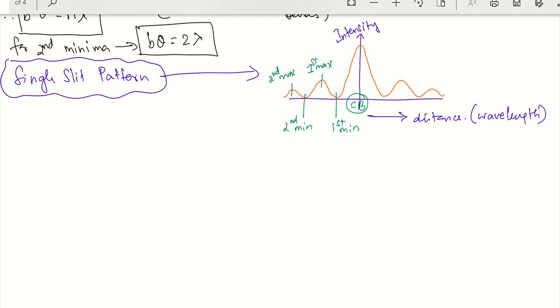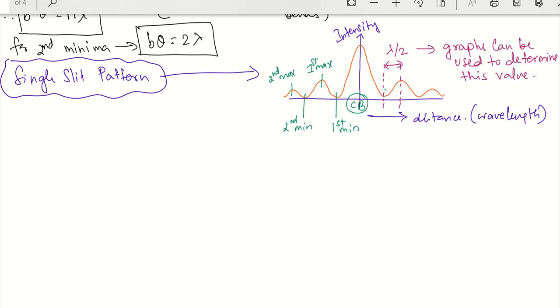So you must know that from here to here is lambda by 2. This is very important for you, because sometimes you might have to judge from the graphs. So graphs can be used to determine this value. So this is basically single slit diffraction, the pattern that you see there.